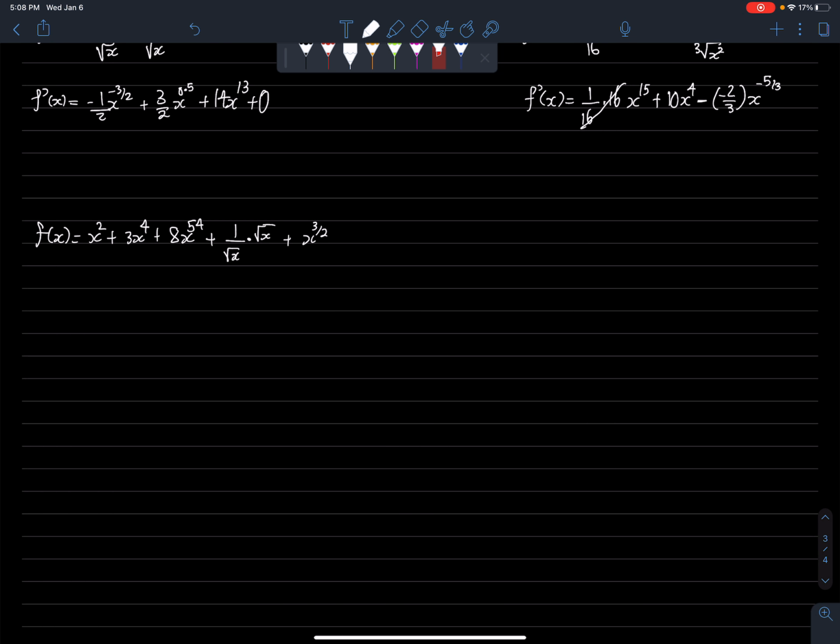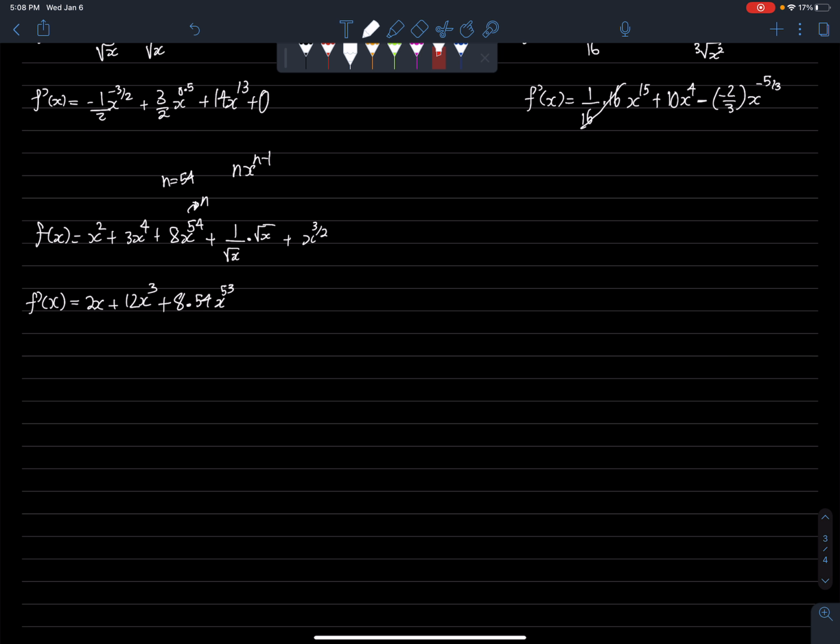And for the last example, f prime of x is equal to the derivative of x squared, 2x. Derivative of 3x to the 4, 12x to the 3. Derivative of 8x to the 54. It doesn't matter how big this number is, you just think of it as n. If n, for example, is equal to 54, you just plug it into this formula. So the 8 was already there, so I'm going to multiply by 54, and then it's just going to be x to the n minus 1, so 53.